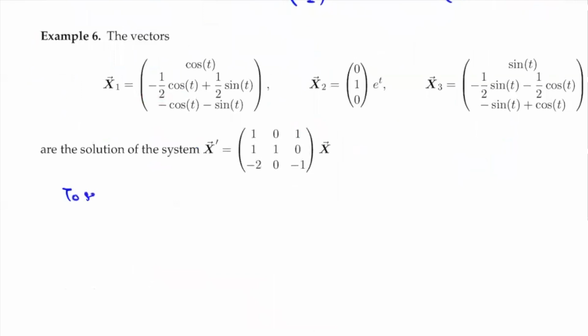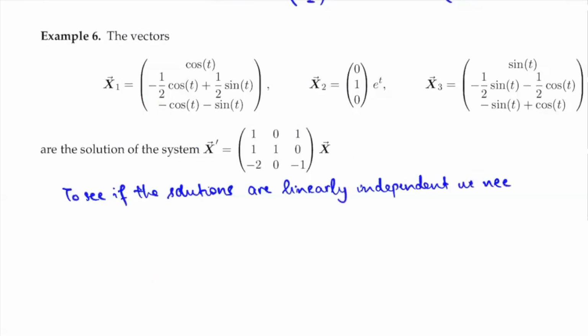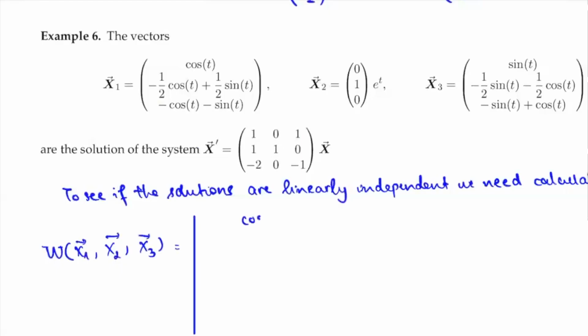So to see if the solutions are linearly independent, we need to calculate the following. We have the Wronskian of x1, x2, x3 equal to the determinant of cosine of t, and so on. All of these three solutions are column vectors, so when you calculate the Wronskian of x1, x2, x3, you just plug in the column vectors.